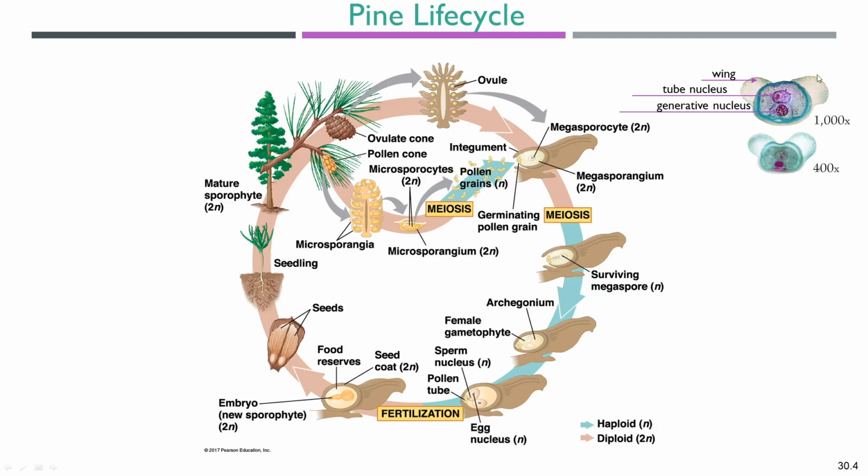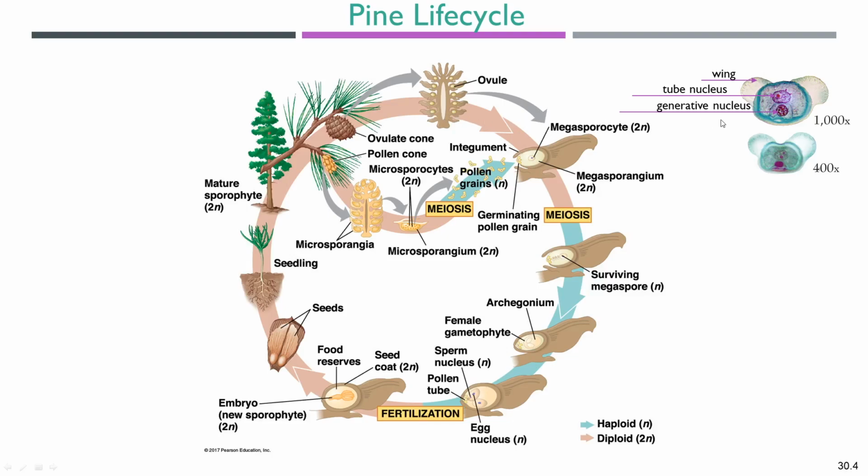That's what the wings are for, to catch the air currents. They are going to catch the air currents and move, I should say, not fly, but move from the pollen cone over here to the ovulate cone and land right on top of an ovule.